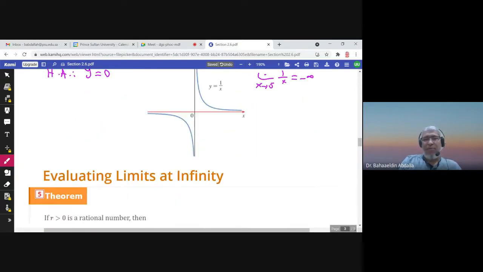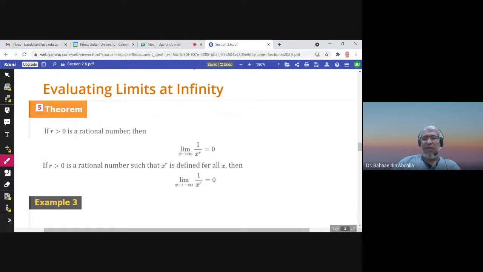So what happens if I ask you to find the limit of 1 over x to the power r? Notice that 1 over x to the power r can be written as (1 over x) all to the power r. And to find the limit, the limit can go inside the power, as we have seen in the properties of the limit.